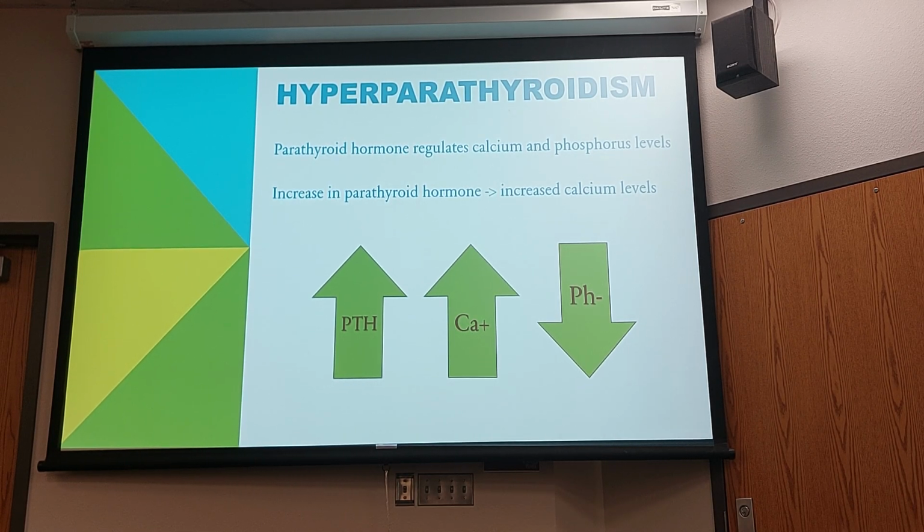So again, the parathyroid hormone regulates calcium and our phosphorus levels. If we have an increase in the parathyroid hormone, we're going to see an increase in the calcium levels and thus a decrease in the phosphorus levels.